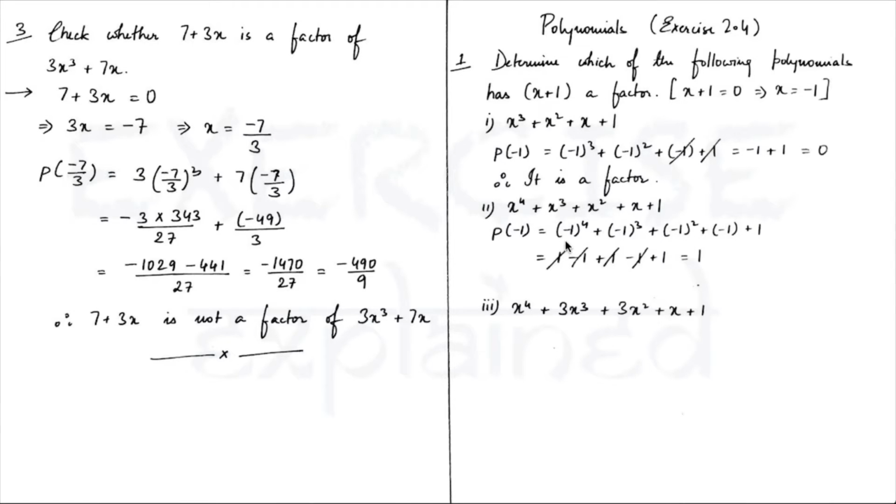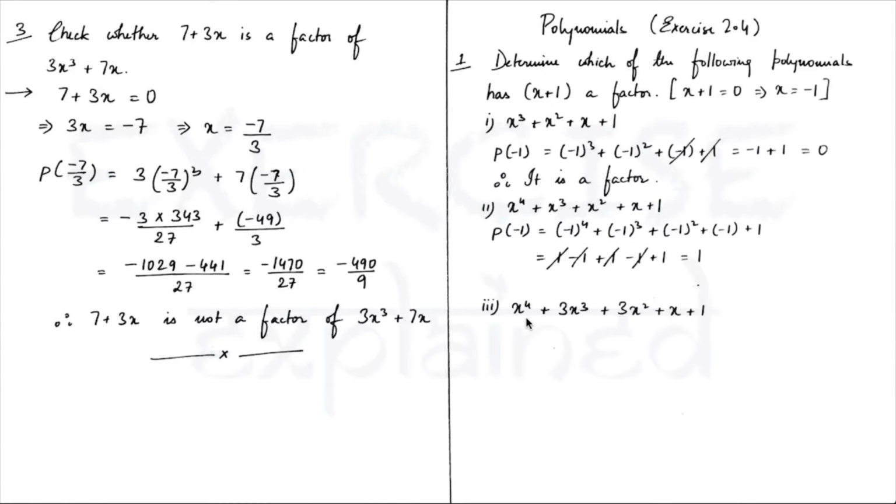Now you have to notice one thing here. Whenever we have an even power of a negative number, it's going to be a positive number, and whenever we have an odd power of a negative number, it's going to be a negative number. So this minus 1 to the power of 4 becomes plus 1, minus 1 to the power of 3 becomes minus 1, minus 1 square becomes plus 1, and minus 1 remains as minus 1, and this plus 1 is just written over here. So you can see we have cancelled whatever we could cancel and I'm left with 1. So since I have got p of x as 1, I can say that it's not a factor.